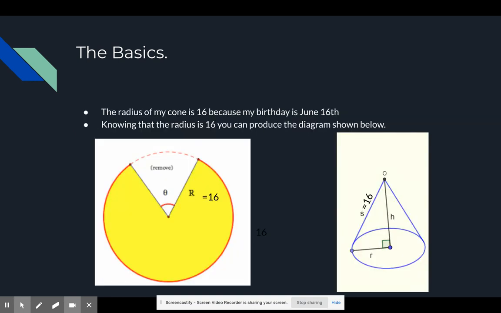So the basics of my cone: the radius of my circle, not the cone, the radius of my circle is 16 because my birthday is June 16th. So knowing that the radius of the circle is 16, you also know that the slant height of the cone is 16. Now here, as you can see, we are going to remove some angle, theta, that is still unknown, of the circle, and that will eventually produce a cone, and we are trying to find what angle will produce a cone with the highest volume.